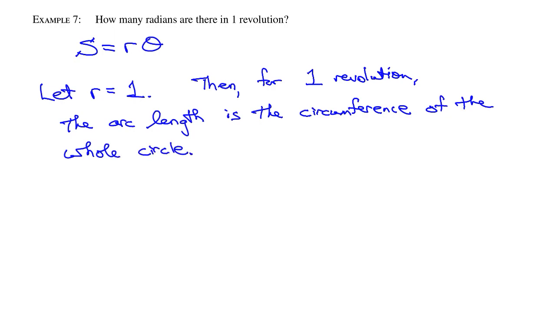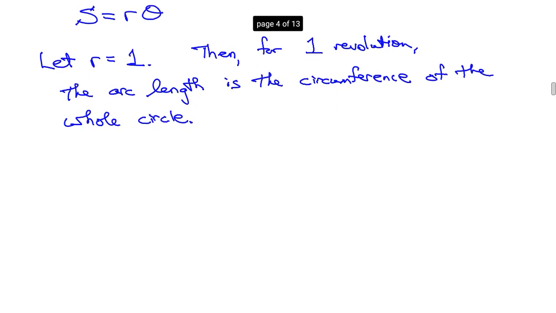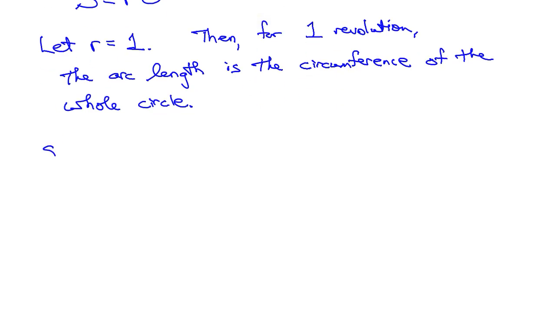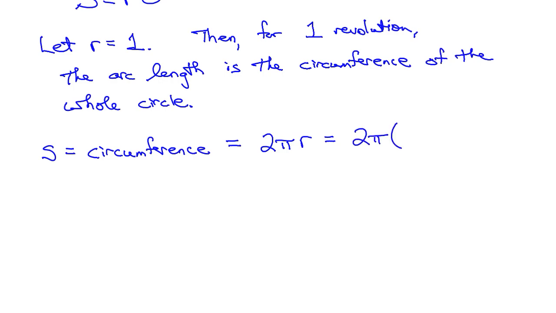So yeah, if we're going around the entire circle, then that arc length is actually the circumference of the circle. But arc length, now equal to circumference, is equal to 2 pi r. That's the formula for circumference. 2 pi r. But we know that r, because we're on a circle of radius 1, is equal to 1. So this is actually equal to 2 pi.